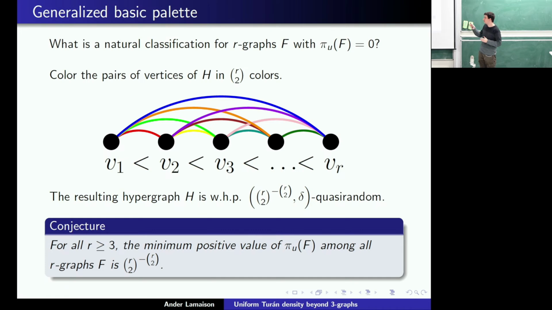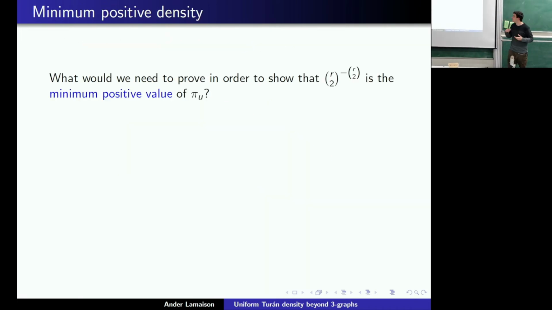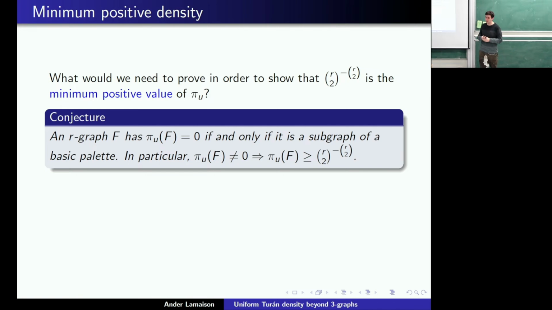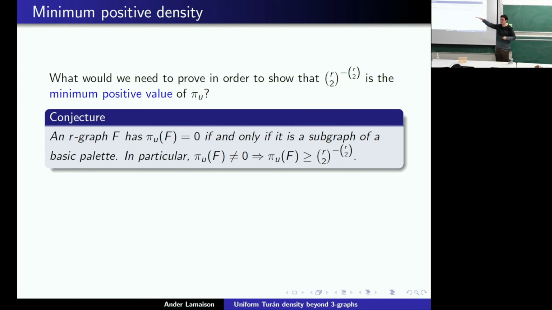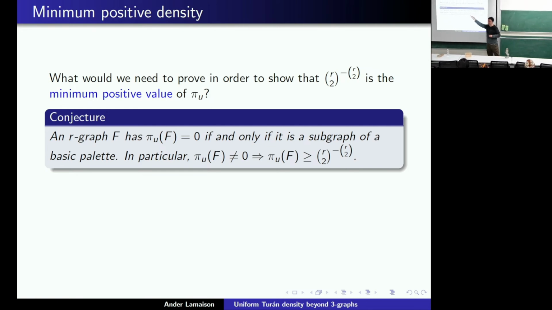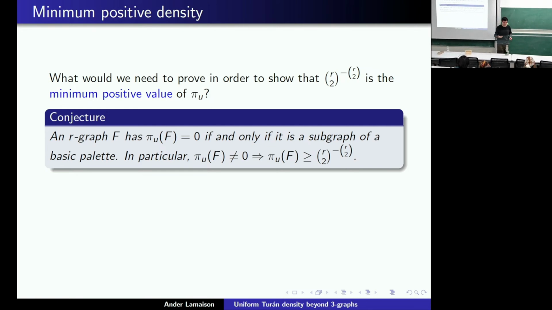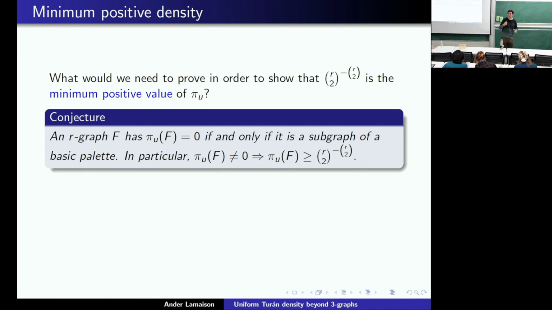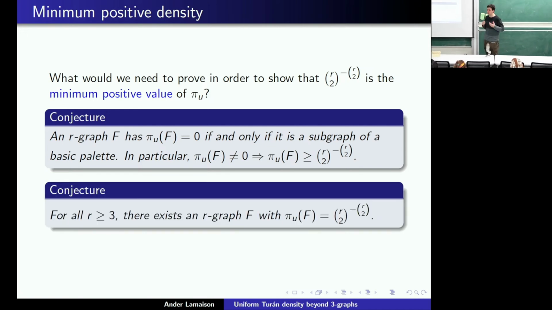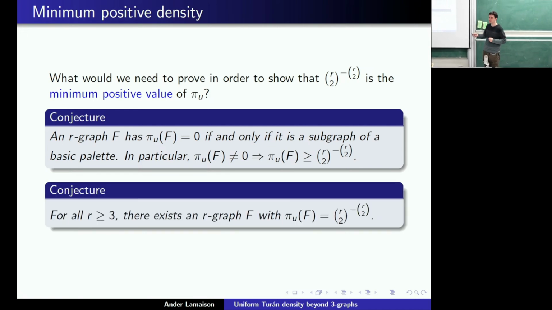And you can split it into 2 parts. We have an upper bound and we have a lower bound. For the lower bound, you would need to prove the characterization that hypergraphs which are subgraphs of the basic palette are precisely those which have uniform Turán density 0, and therefore you have this jump. That would be the lower bound. And for the upper bound, you would need to construct a hypergraph which has exactly this value as the uniform Turán density.